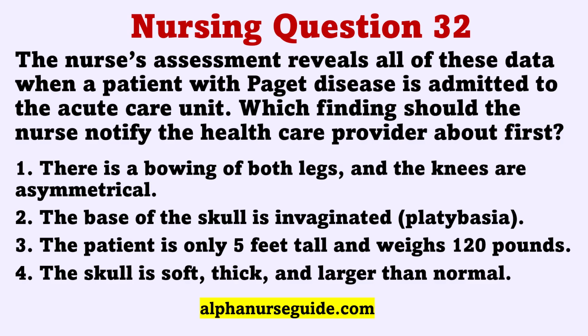The correct answer is 2. The base of the skull is invaginated platybasia. Rationale. Platybasia, basilar skull invagination, causes brainstem manifestations that threaten life. Patients with Paget disease are usually short and often have bowing of the long bones that results in asymmetrical knees or elbow deformities. The skull is typically soft, thick, and enlarged.